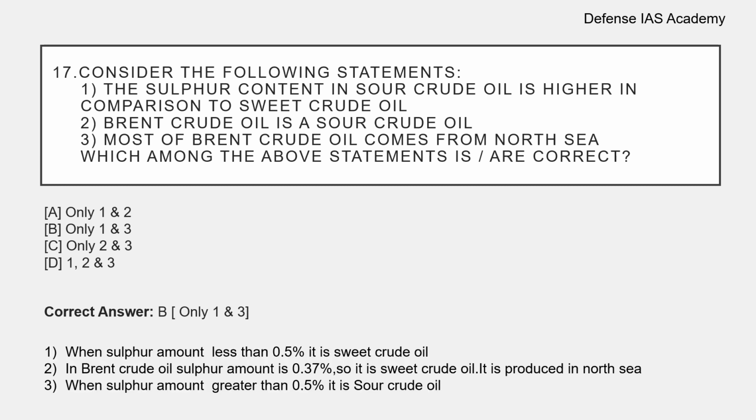When the sulfur amount is less than 0.5%, it is called a sweet crude oil. In Brent crude oil, the sulfur amount is 0.37%, which is less than 0.5%, so it is called a sweet crude oil. It is mostly produced in the North Sea. When the sulfur amount is greater than 0.5%, it is called a sour crude oil.